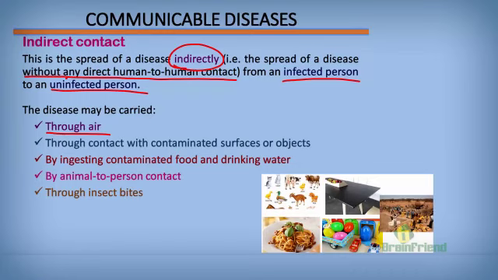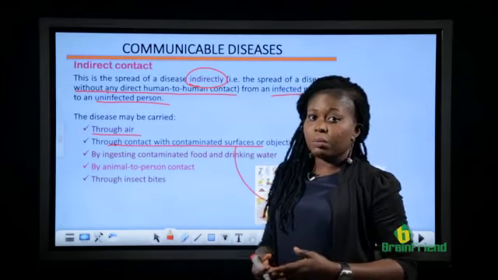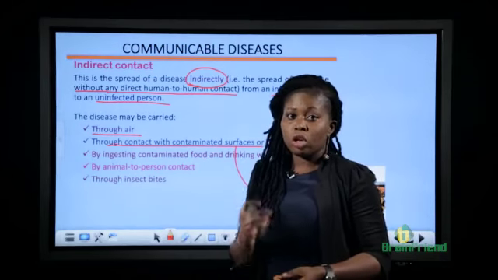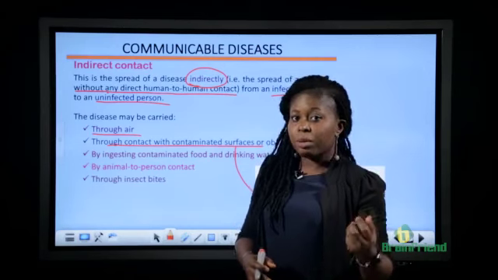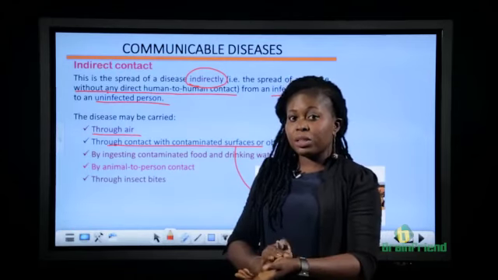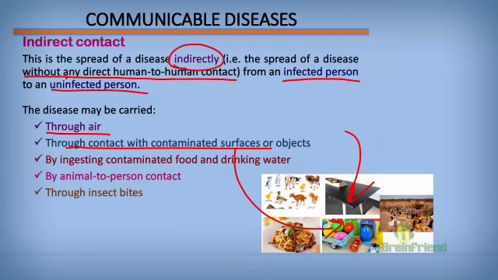The disease may also be carried through contact with contaminated surfaces or objects. So when an infected person has touched items such as toys, cups, or has placed his or her hand on a table surface, on an office table, or whatever kind of surface, their body secretions are left on such surfaces or objects. If another person, a healthy person, comes to pick up or place their hands on that same surface where the body secretions are, they are likely to catch such disease. And that is indirect contact.